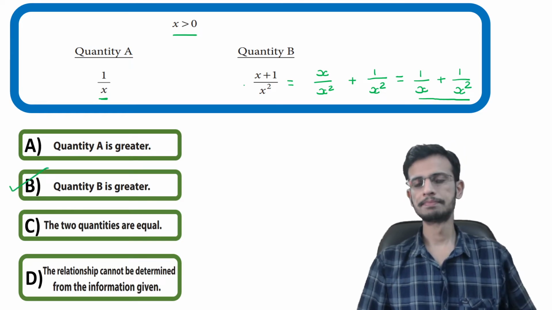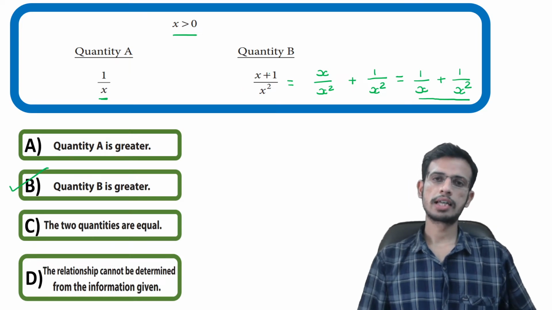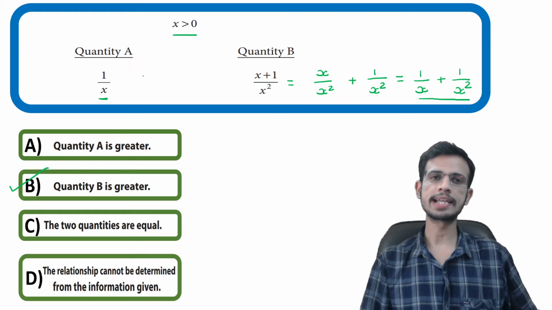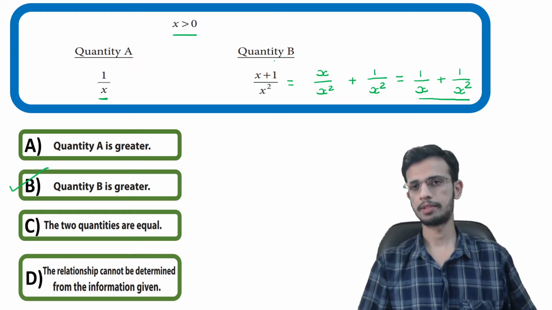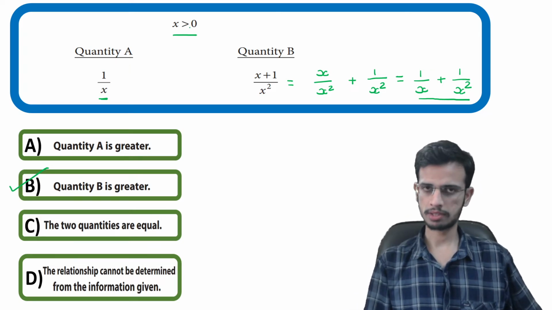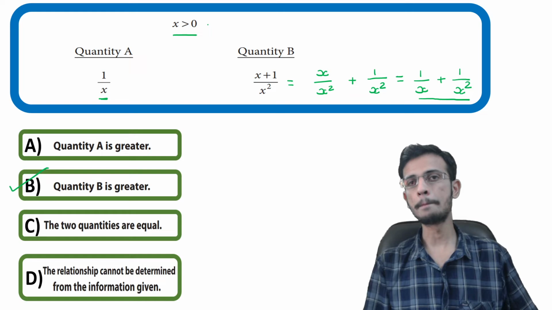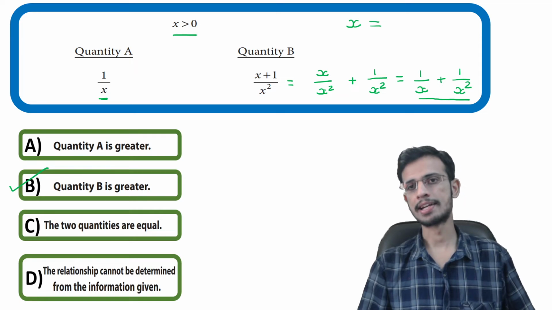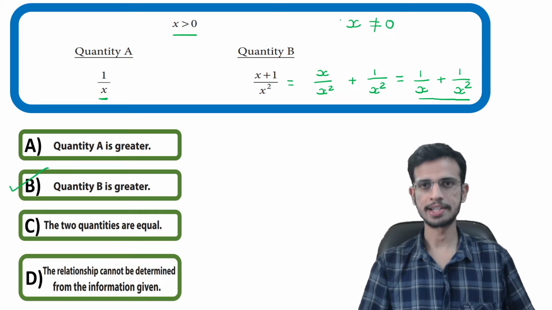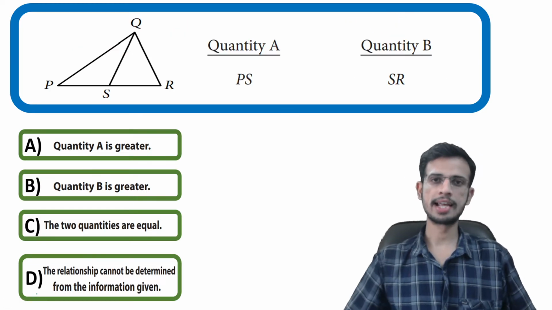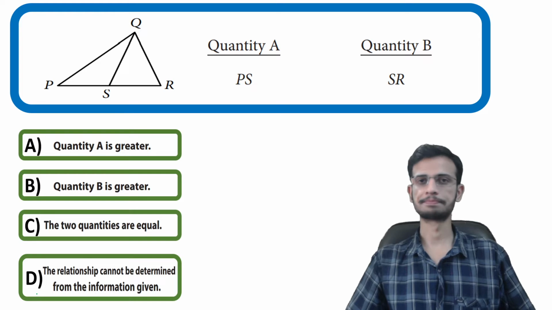So very simple question. If instead of the plus sign, you put a minus sign, then we can say quantity A will be greater than quantity B. There is a minus sign. So depending upon the sign, and they have mentioned x greater than 0 because we cannot put x equal to 0, right? If you put x equal to 0, then it will become infinite. We cannot put the value of x equal to 0. Okay, so let's move on to the next question, and here is your question on your screen.